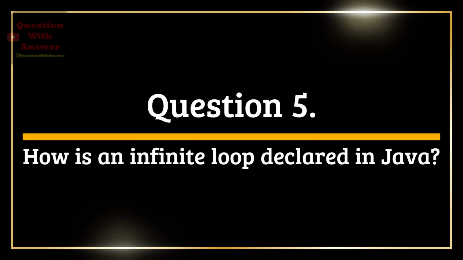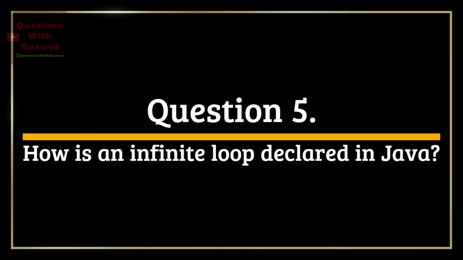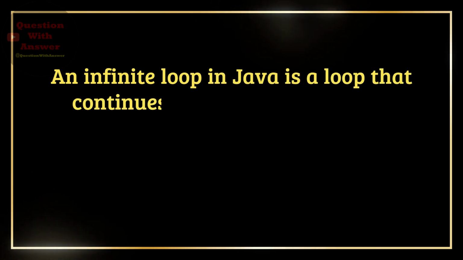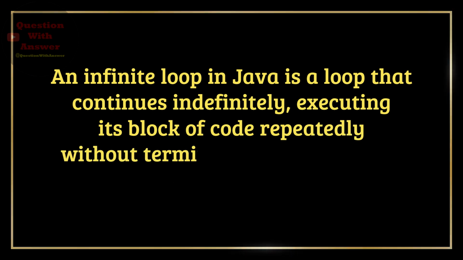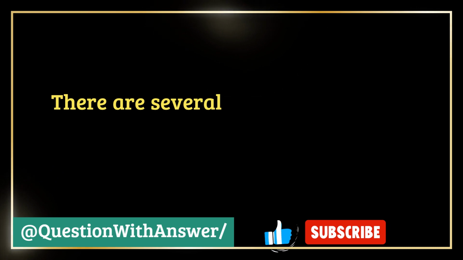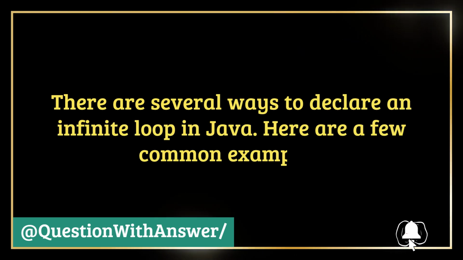Question 5. How is an infinite loop declared in Java? Answer. An infinite loop in Java is a loop that continues indefinitely, executing its block of code repeatedly without terminating under normal circumstances. There are several ways to declare an infinite loop in Java. Here are a few common examples.